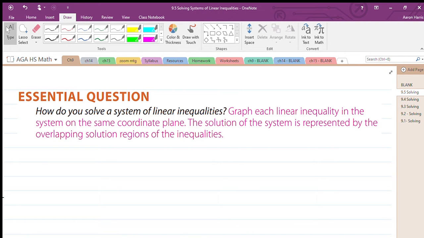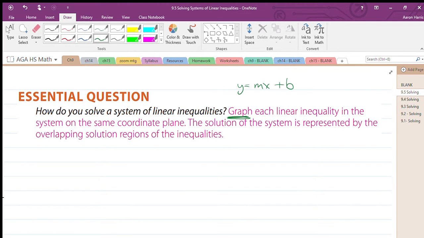Essential question of the day: How do you solve a system of linear inequalities? Well, graph each linear inequality. So whenever I see an inequality, automatically I'm thinking graph. And when I'm thinking graph, what? That's right. Slope-intercept form. So graph each linear inequality in the system on the same coordinate plane.